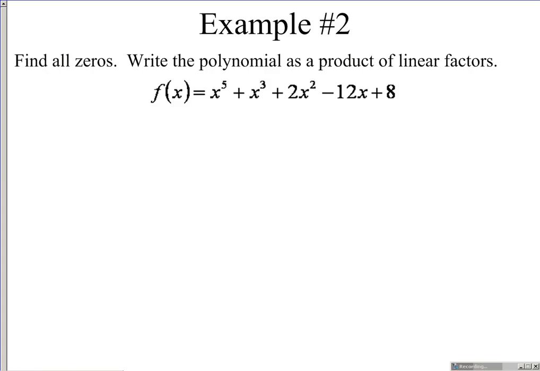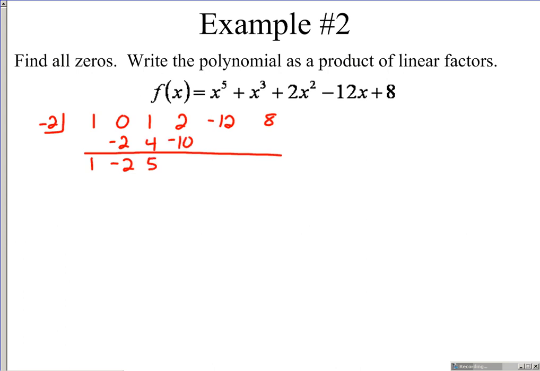Negative 2 is the first solution that I'm going to divide by. Don't forget when you synthetically divide, you need to put in 0 for your x to the 4th term, which is not represented here. Any term that is missing in descending order, remember, you must put in a 0 to hold that position. Bring down the 1 and begin your synthetic division. Remainder of 0 shows that indeed negative 2 is a solution.